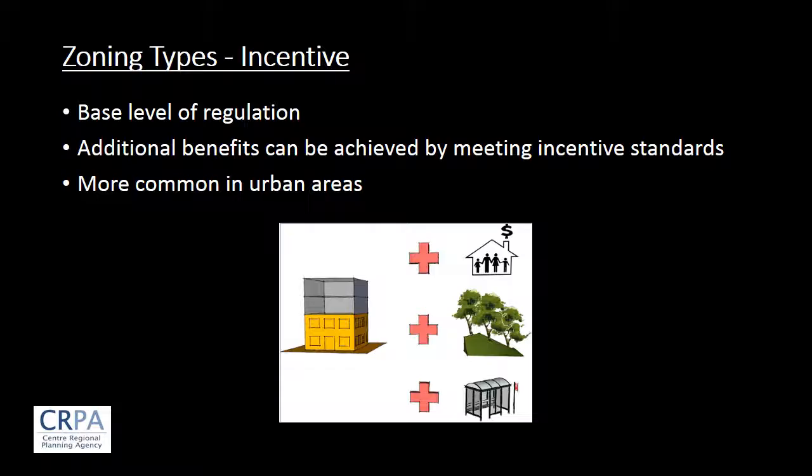Several center region municipalities have included incentive benefits within their districts, such as the Borough of State College. Incentive zoning tends to be more effective in densely urbanized areas since land is more expensive and less available.